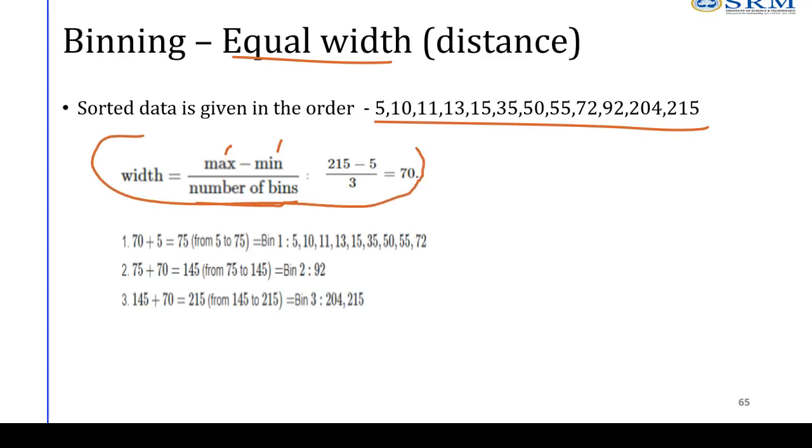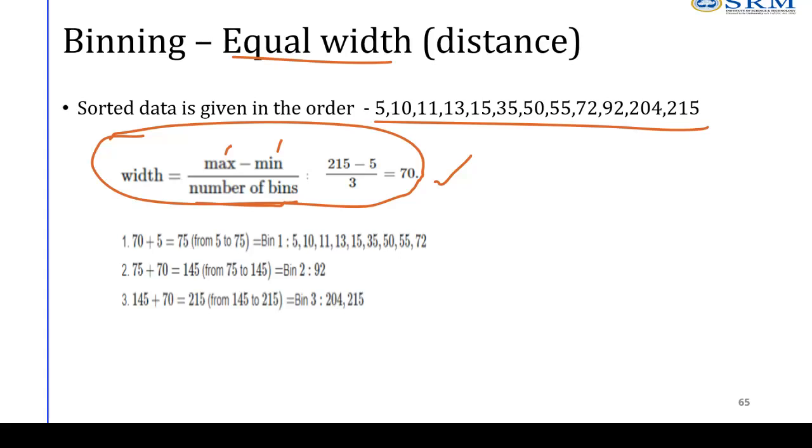For equal depth, you just divide the data set into bins that consist of an equal number of elements, and then you carry on with the smoothing by bin means, bin median, and bin boundaries. Only for equal width do you calculate the width.